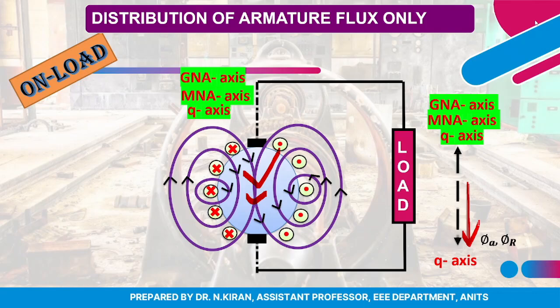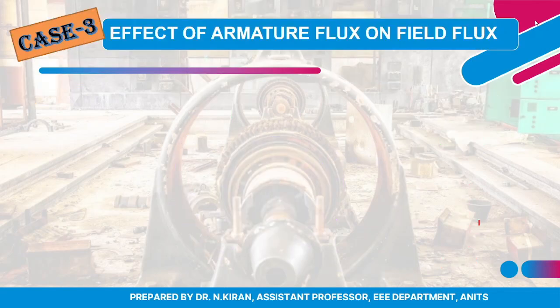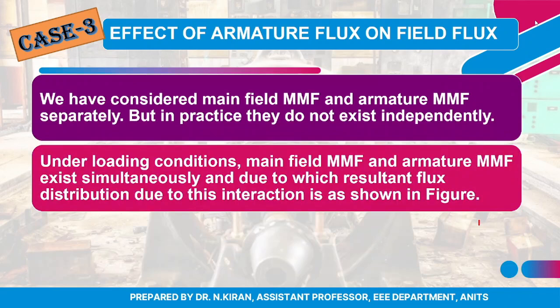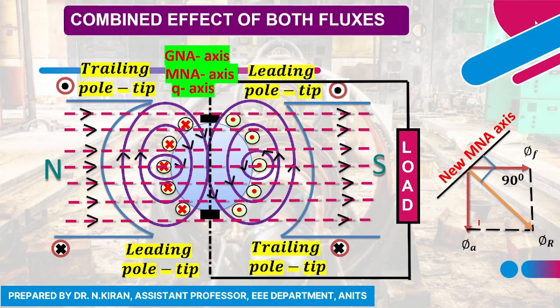But truly speaking, both cases will never exist independently, isn't it? Both happen simultaneously. When the field is excited as well as the armature is loaded, both will exist. By both I mean main flux as well as armature flux, both will exist simultaneously, and this is how my resultant flux will be. As you can see clearly, the pink lines are the main flux and the purple lines are the armature flux.